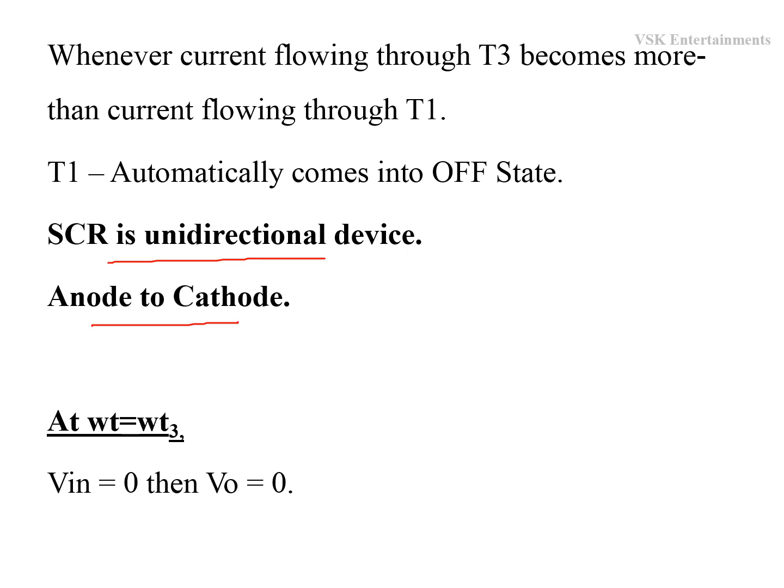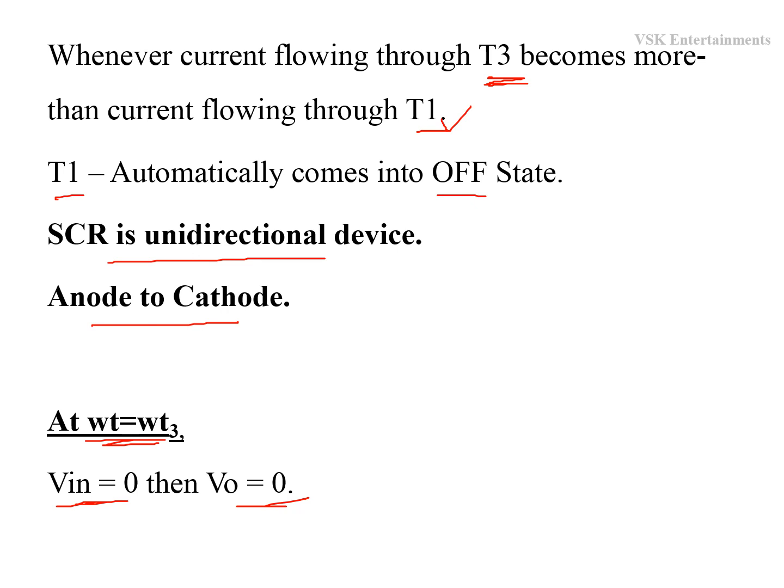But in the previous case, the current flowing in thyristor T1 is from cathode to anode. Whenever the current flowing through T3 becomes more than the current flowing through T1, T1 automatically comes into the off state. Again at omega t equal to omega t3, the input becomes 0 and the output also becomes 0. That is the working of the AC chopper during the positive half cycle.